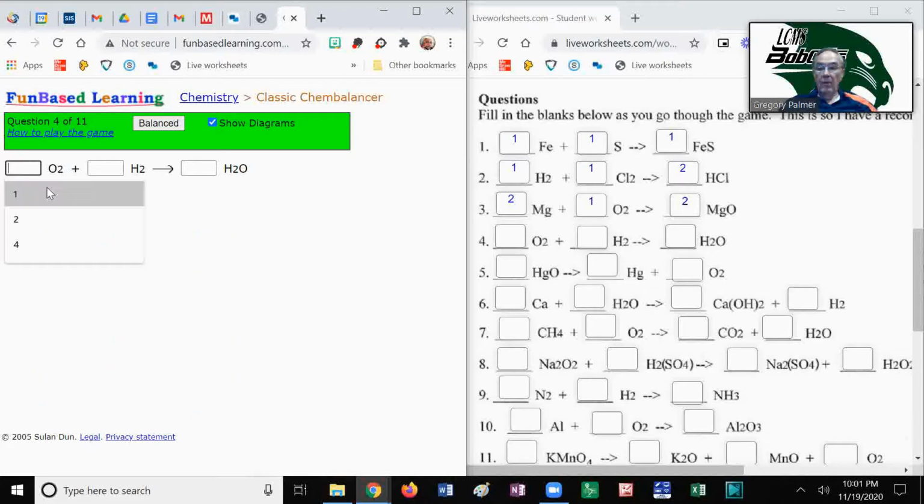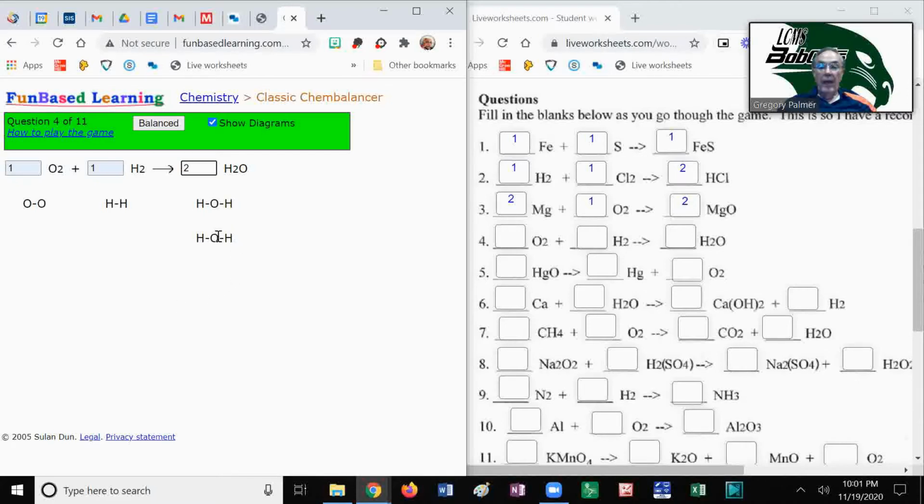Okay, now in this next one, we're going to put in the 1 coefficients for everything to get started so we can see the molecules. Diatomic oxygen, there's 2 oxygens. Diatomic hydrogen, there's 2 hydrogens. In the water molecule, there's 2 hydrogens and an oxygen. There's more oxygen over here on the product side than there on the reactant side. I need to bump this coefficient up to a 2.